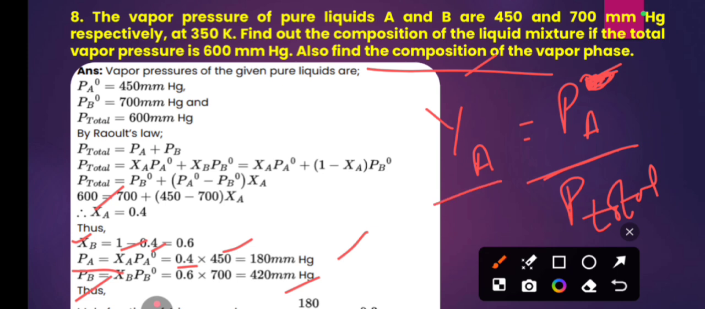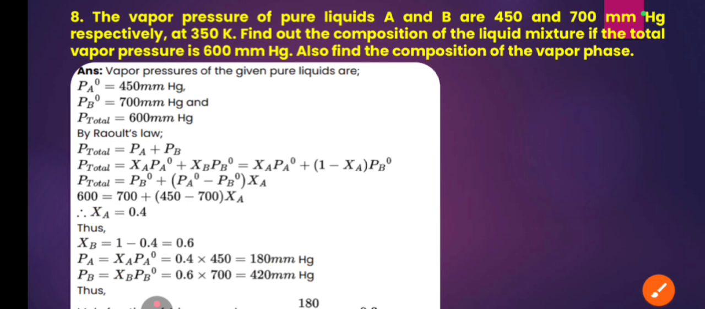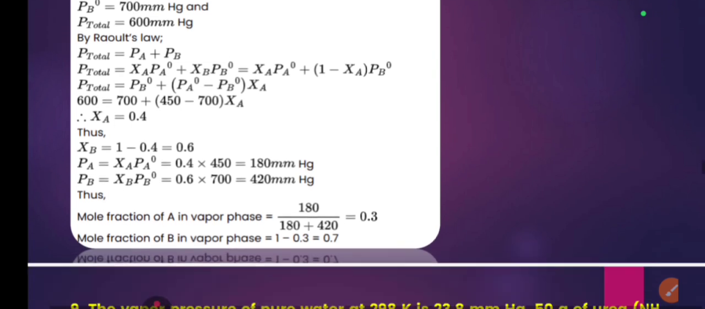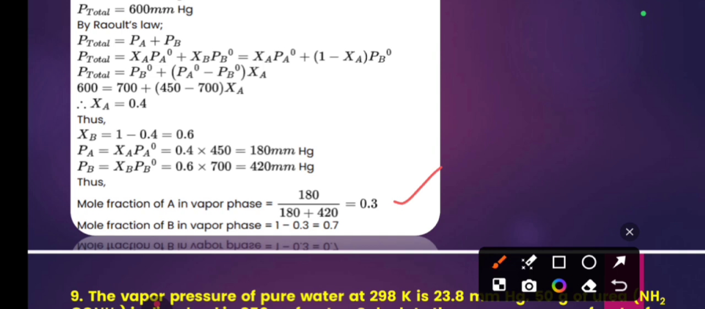Okay, so YA, if you want to solve it, PA you have solved, that is 180, and P total is already given to you. So you can solve the answer. And finally you will get the answer, that is 0.3. Clear?